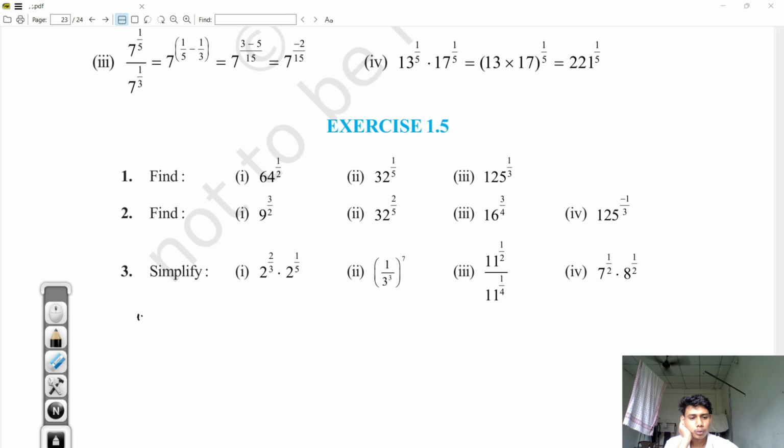Okay, now question number 1 says 2 to the power 2/3 into 2 to the power 1/5, which is equals to 2 to the power 2/3 plus 1/5. अब यहाँ पे हम LCM लेंगे and 5 times 3 is 15. So 5 times 2 is 10 plus 3 times 1 is 3. Hence we will get 2 to the power 13/15.